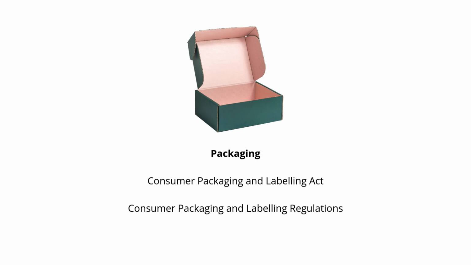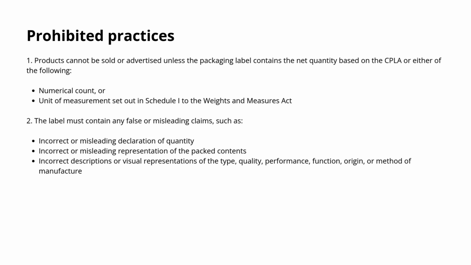Okay, let's move on to the next section. We have packaging. We've got the Consumer Packaging and Labeling Act and the regulations made under the Act. And again, we have a set of prohibited practices. Products cannot be sold or advertised unless the packaging label contains a net quantity based on requirements of the Act or numerical count or unit of measurements set out in the Weights and Measures Act.